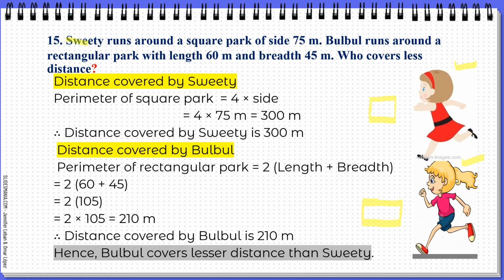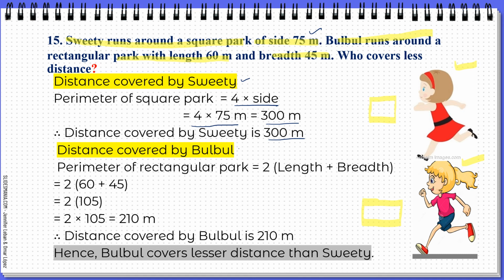So the question says, Sweetie runs around a square park of side 75 meters. Bulbul runs around a rectangular park with length 60 meters and breadth 45 meters. Who covers less distance? So we have to find out who is walking less. Let's begin. The first thing we will do is find the perimeter of the square. So the perimeter of square is 4 into side, which is equal to 4 into 75 meters, because this is the distance covered by Sweetie, and Sweetie is covering 75 meters of a side of a park. So the total perimeter will be 300 meters. That means distance covered by Sweetie is 300 meters.